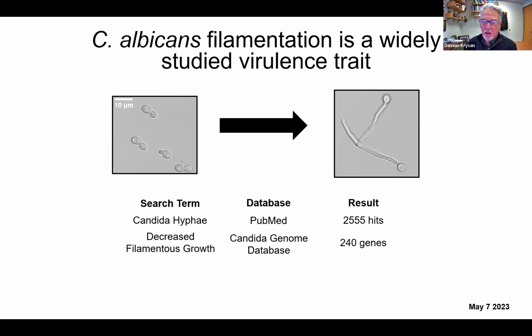And when we look in the literature, which I did about 6 or 7 months ago, and you search the term Candida hyphae in the PubMed database, you end up getting about 2,500 papers that have been published on this yeast to filament switch in Candida albicans, which is quite a bit. If you look at the Candida Genome Database, there are over 240 genes that have been characterized as having decreased filamentous growth. And this might make you wonder how much more we need to know about this process.